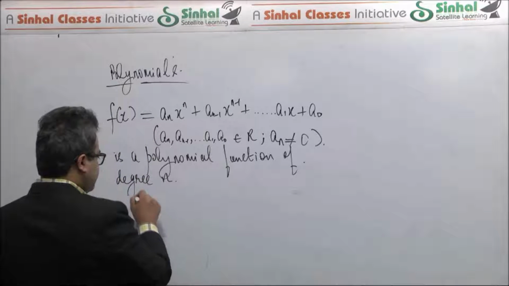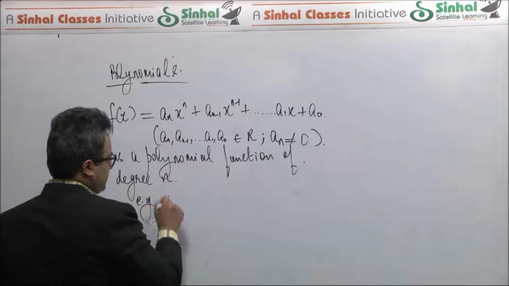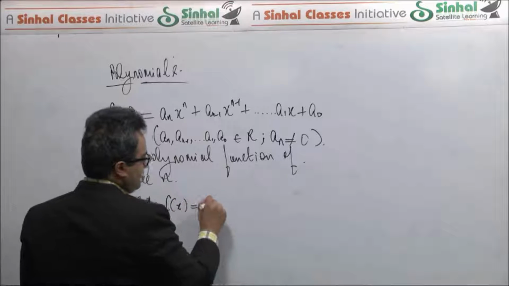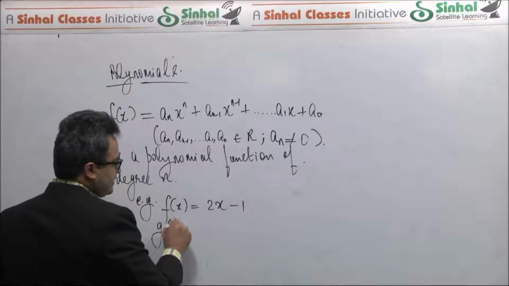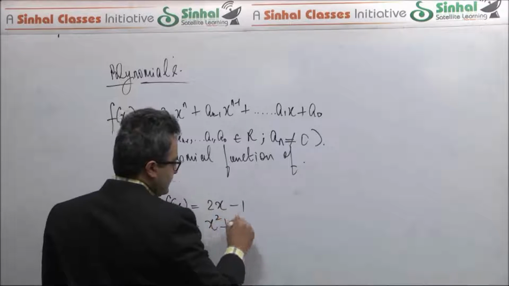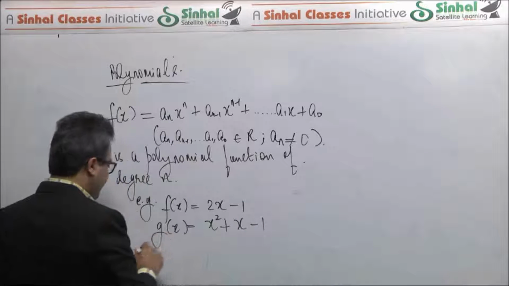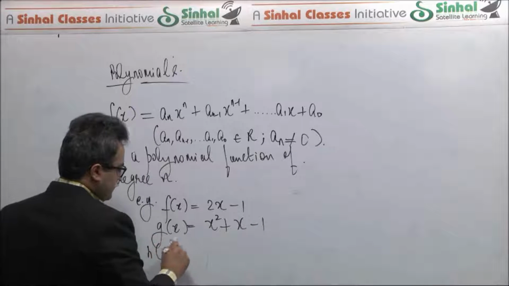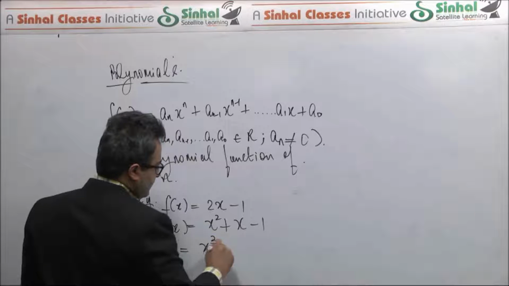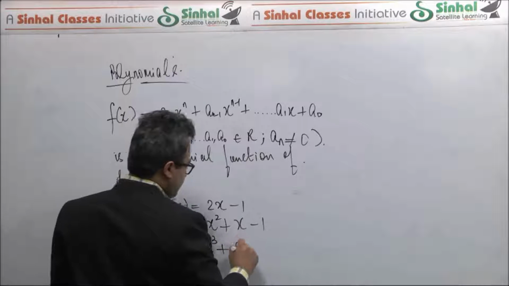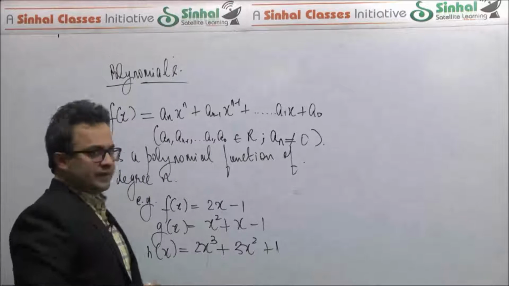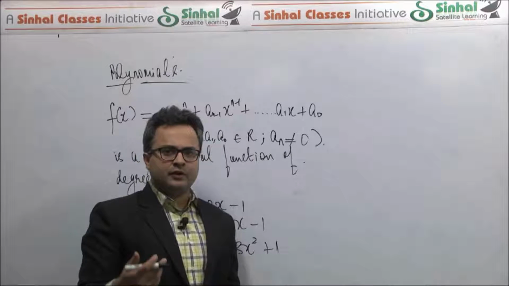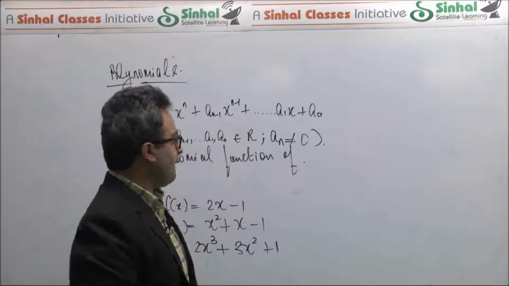So again, as some simple examples, f of x equal to 2x minus 1 is a linear function of x. Similarly, g of x equal to x squared plus x minus 1, as we've already seen, is a quadratic expression in x, and h of x equal to maybe x cubed plus 2x cubed plus 3x squared plus 1 happens to be a cubic expression in x, and you can similarly keep on defining higher degree polynomials.